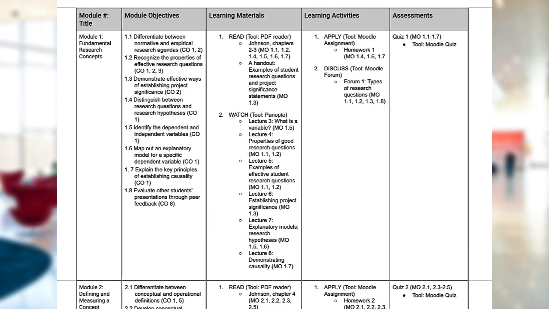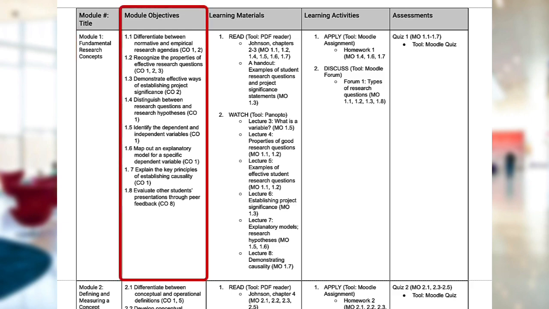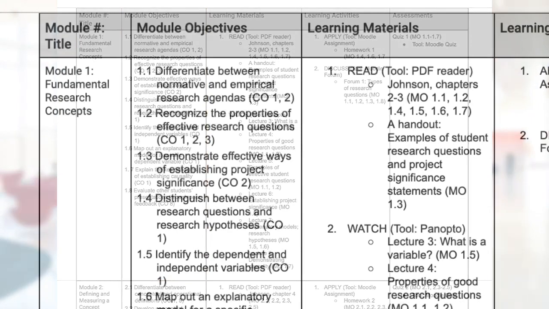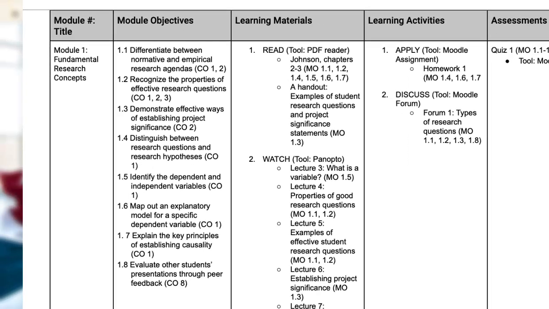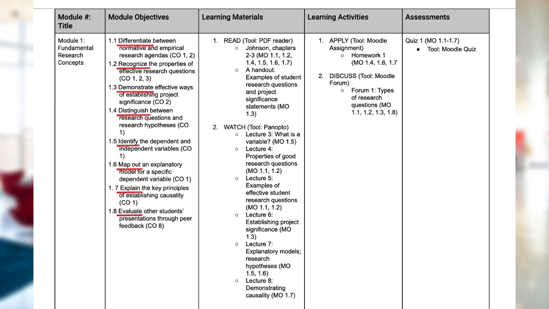Moving down to Module 1, we can see that the instructor provided a nice descriptive title for the module in the first column. Column 2 shows the module objectives. This instructor has labeled the objectives so that the first number indicates the module and the second number shows which objective it is within that module. The 8 objectives in Module 1 are all measurable and specific. The instructor can determine how well students achieve each objective.